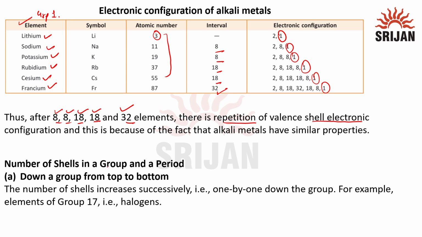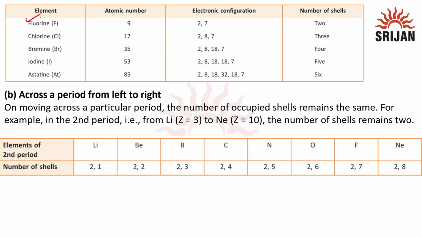Now talking about the number of shells in a group or a period. If we go down a group from top to bottom, the number of shells increases successively, one by one, down the group. For example, the elements of group 17, that is the halogens. Here you can see the halogens, the group 17 elements. Here the atomic number is 9, then 9 plus 8, that is 17, then increase it by 18. So this is how the periodicity occurs in a group. But all of them have the same valence shell electrons in the outermost shell, right?